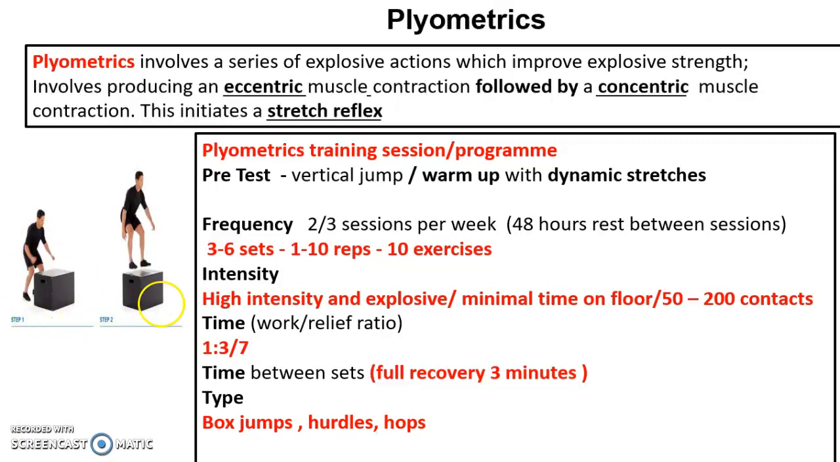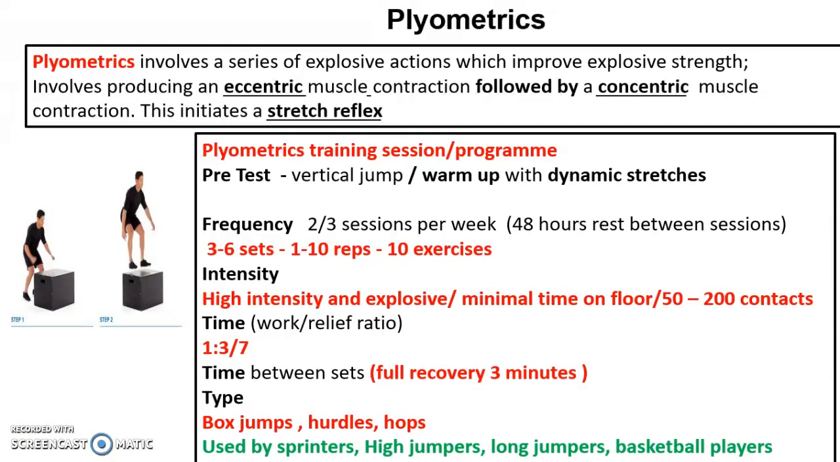Going on from there, the type of exercises you could do are things such as box jumps, hurdles, hops, and you could do clap press ups if you want to add that. On top of that, what type of athletes would use it? Well, you've got athletes such as sprinters, high jumpers, long jumpers and basketball players. So that's your plyometric session. That's how you design one. We'll have a look at the evaluation of it on the next screencast.